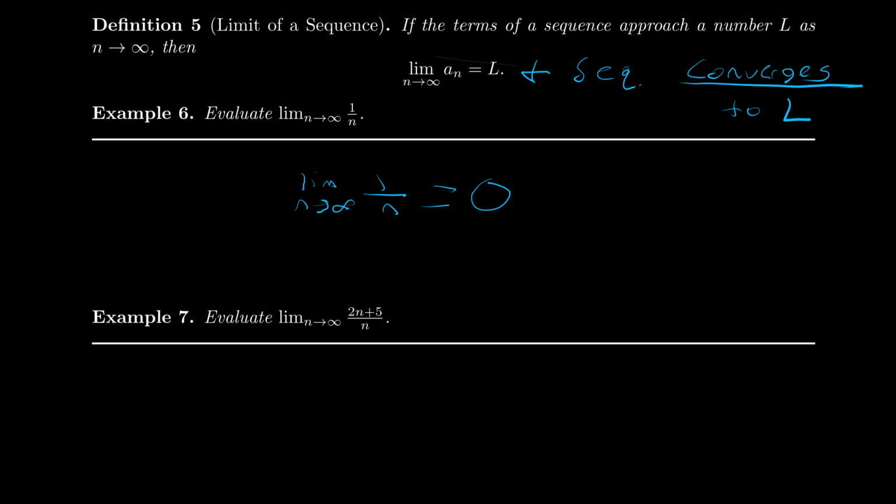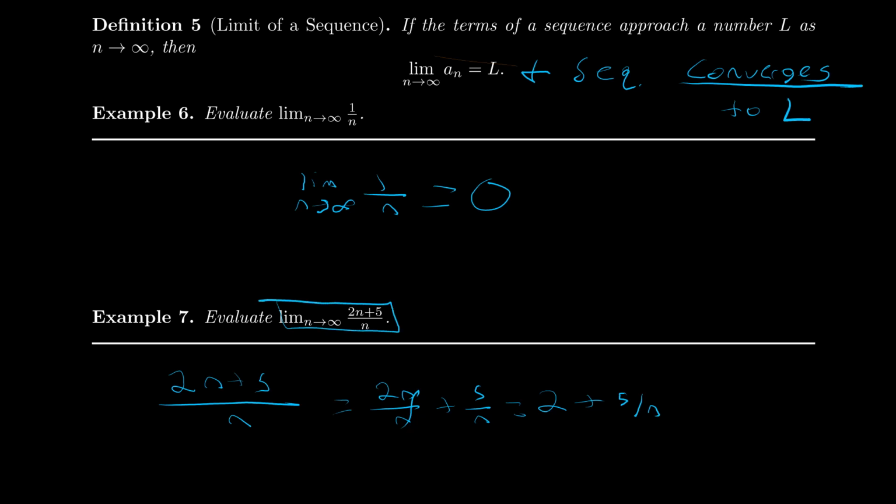So that is, you can look at this as, instead of 2n plus 5 over n, you can look at it as 2n over n plus 5 over n, which is, these cancel. So this is 2 plus 5 over n. And of course, taking the limit as n goes to infinity of 2n plus 5 over n is the same thing as taking the limit as n goes to infinity of 2 plus 5 over n. And of course, as n gets infinitely large, this term goes to 0. So then the limit is 2. That's the whole thing. Okay. So this entire limit is just 2.